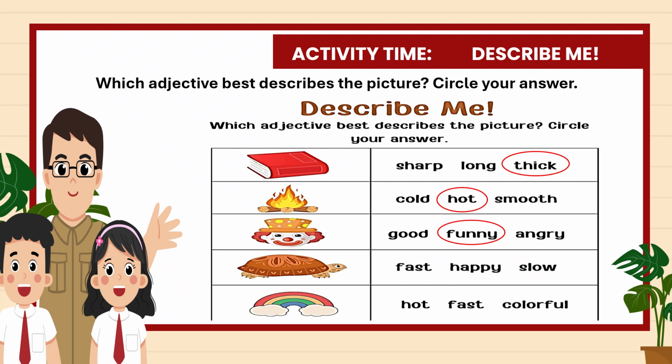How about the next picture? A turtle. Is it fast, happy, or slow? Correct. It is the word slow. How about the rainbow? Is it hot, fast, or colorful? Excellent. It is colorful. Give yourself 3 claps for being so smart and for participating. 1, 2, 3. Good job, grade 2.